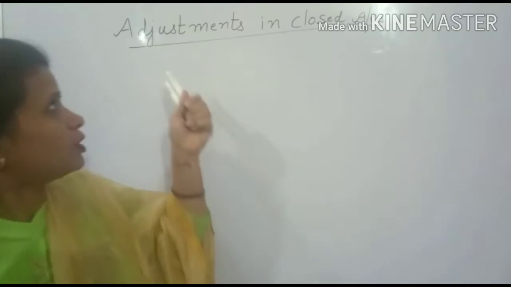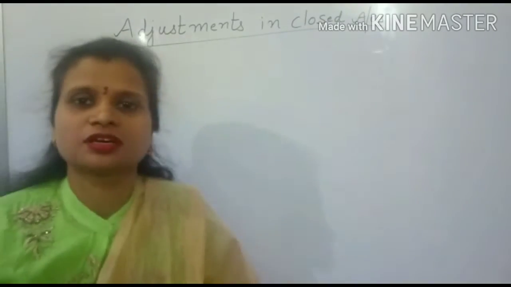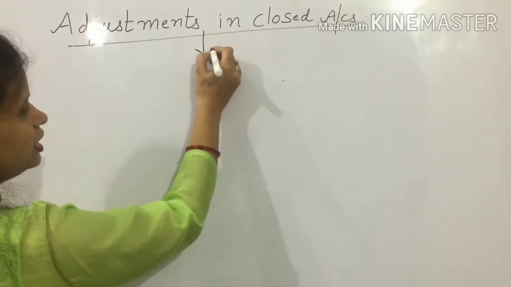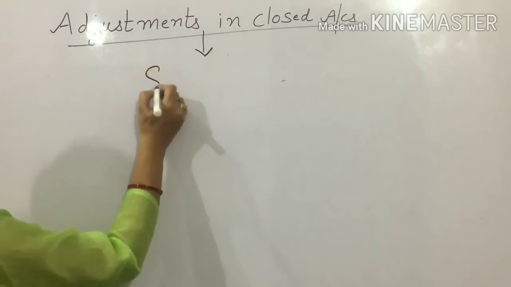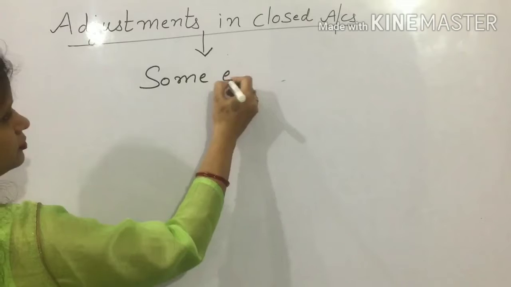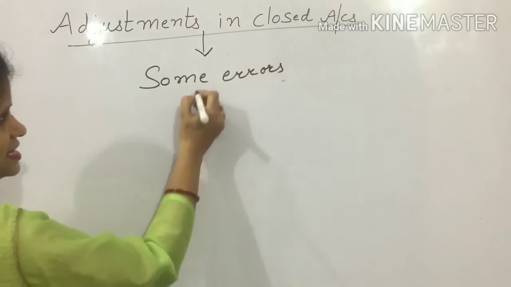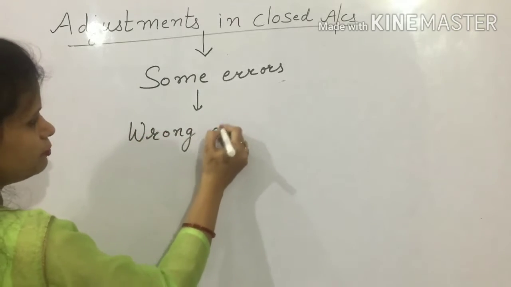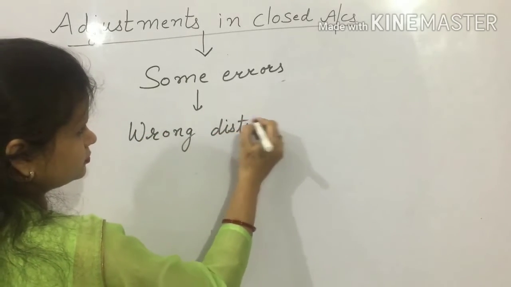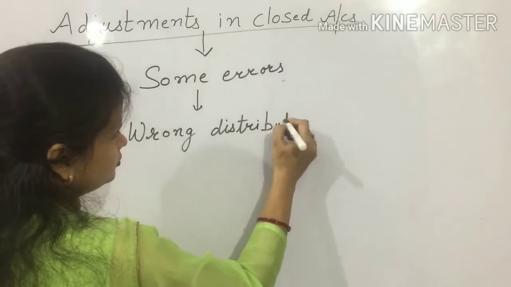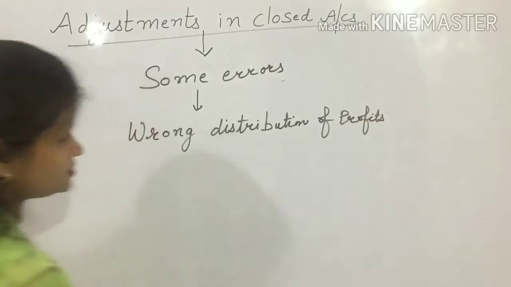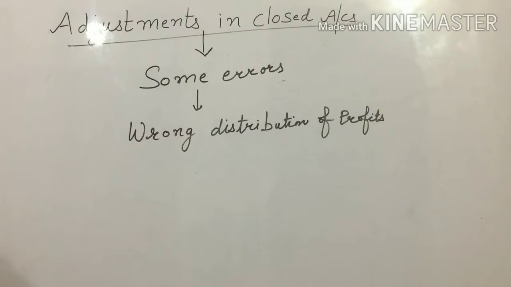Today we will study about adjustments in closed accounts of partnership firm. After preparing our books of accounts, we find some errors. And these errors were due to wrong distribution of profits. Now the question arises, how to rectify these errors?